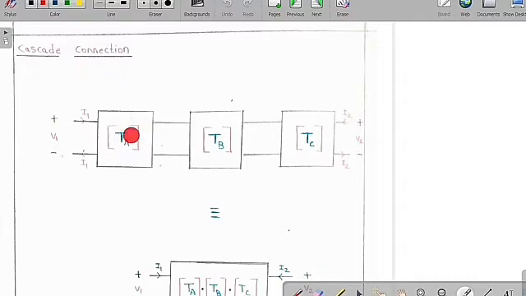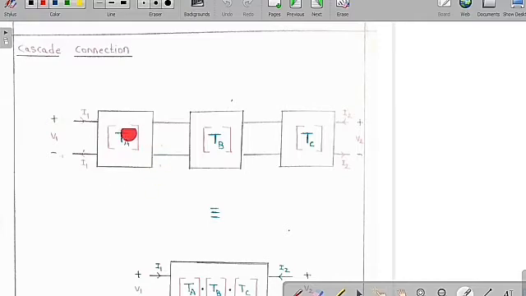So the output of this network is given as the input of this network, and similarly the output of this network is given as the input of this network. Then we say this is called the cascade connection. So if this is plus or minus V1, the current is I1, and here plus or minus V2, incoming current is I2 and outgoing current is I2, then this will be equivalent to.